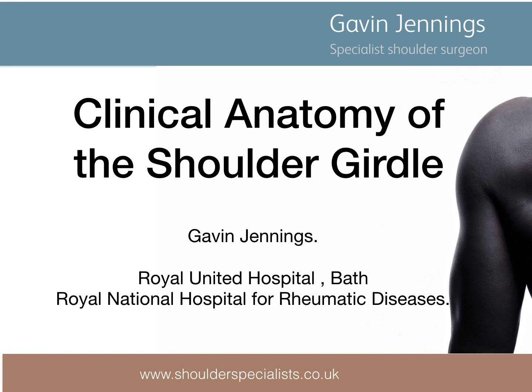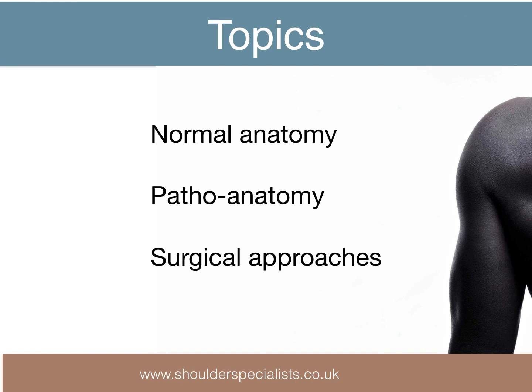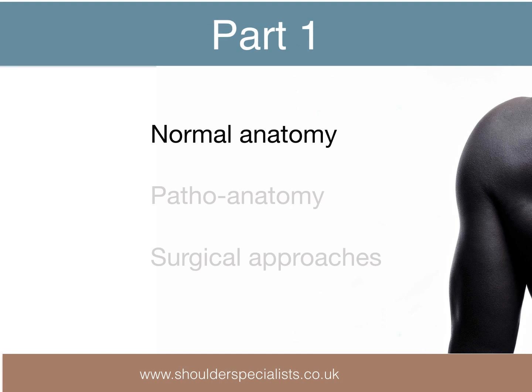My name's Gavin Jennings and I'm a specialist shoulder surgeon. This talk will provide an overview of the clinically relevant anatomy of the shoulder girdle. There are three parts covering the normal anatomy, pathoanatomy, and some of the surgical approaches of the shoulder.